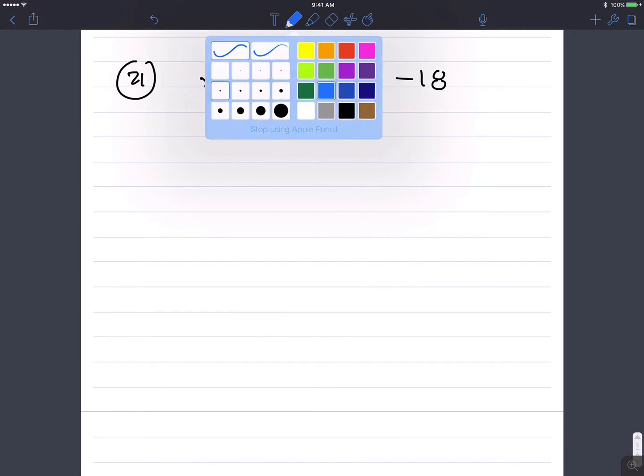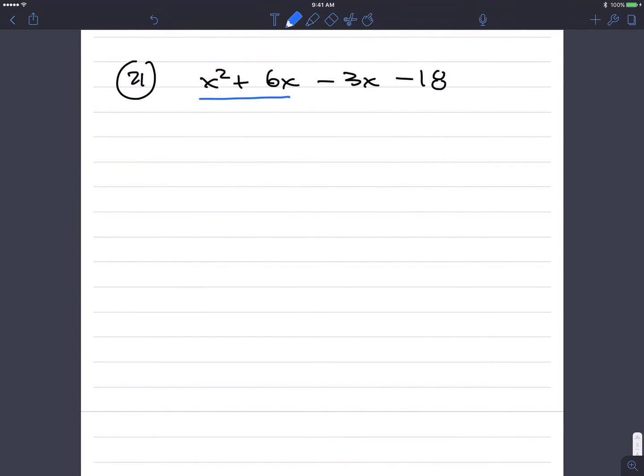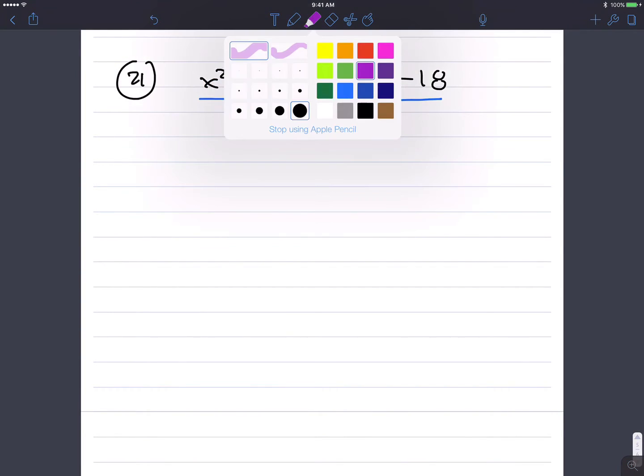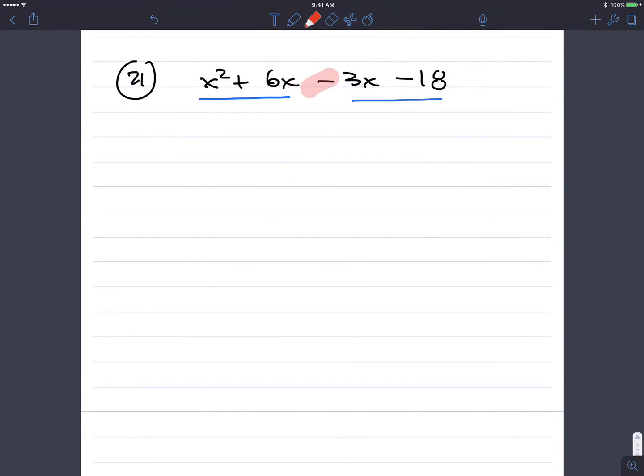So let's see, 21, we get x squared plus 6x minus 3x minus 18. Group the first two and the last two, but I'm going to warn you. What do you guys notice? Subtraction sign. Okay, just from the beginning. We don't have to panic. It'll be all right.